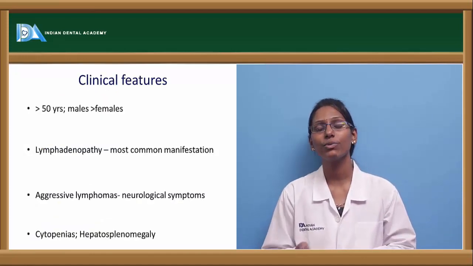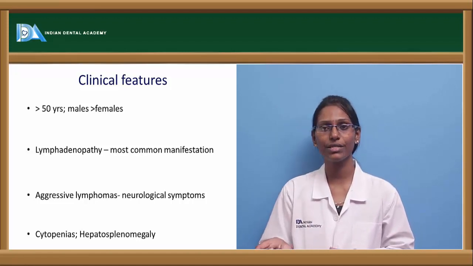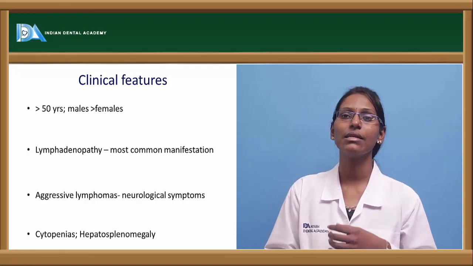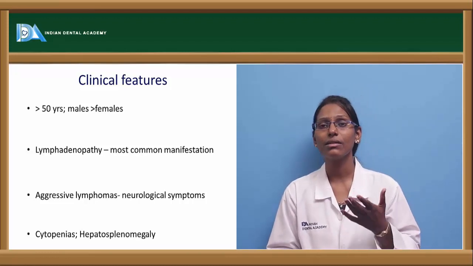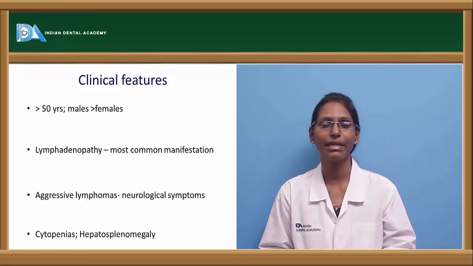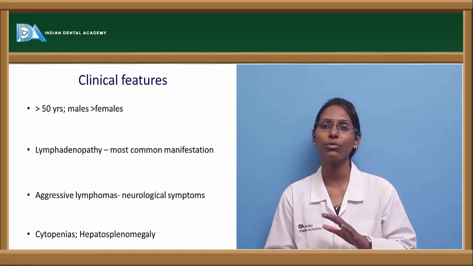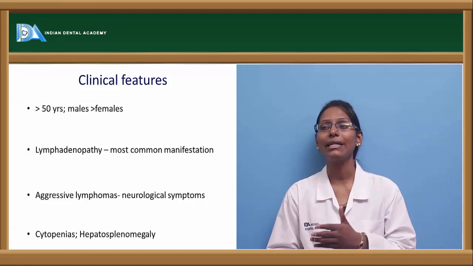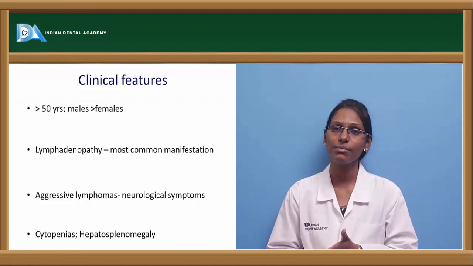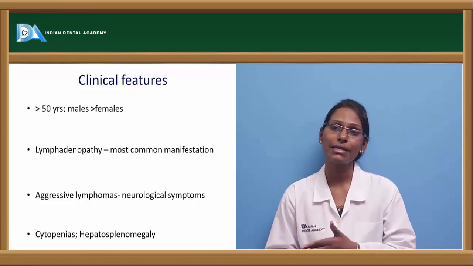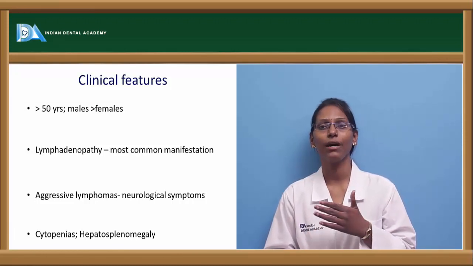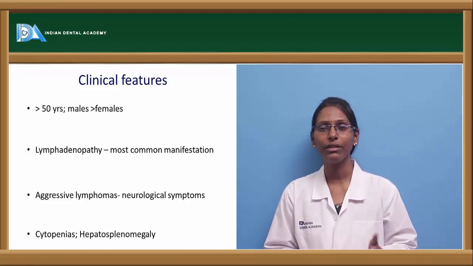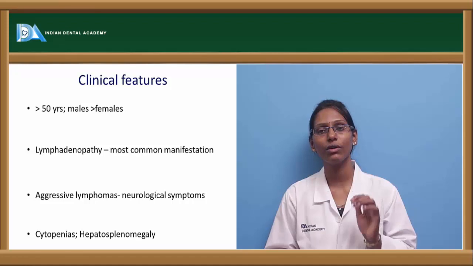Coming to clinical features, it is usually seen in older patients, more than 50 years of age, and males are more commonly involved than females. Like any other lymphoma, lymphadenopathy, that is enlargement of the lymph nodes, is the most common clinical manifestation. In aggressive lymphomas, there will be associated neurological symptoms. The lymphadenopathy in non-Hodgkin's lymphoma is firm in consistency, discrete, rubbery, and non-painful. Usually patients have these lumps without any pain.